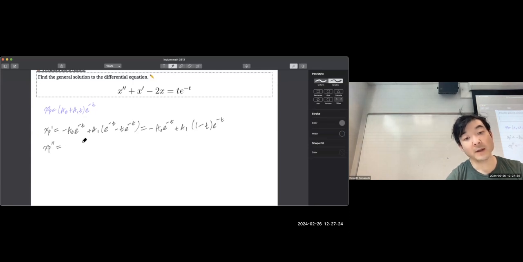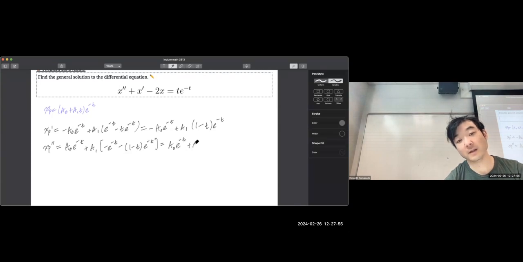Xp double prime is taking the derivative of this, which is going to be even more work. But this one is just going to pull out a negative. So it's going to be a0 e to the negative t. And then right here, you have to do the product rule. So you can take the a1 out. And then it'll be negative e to the negative t minus 1 minus t e to the negative t, which if you factored out the e to the negative t on the second term, will end up being a0 plus a1 t minus 2 e to the negative t.